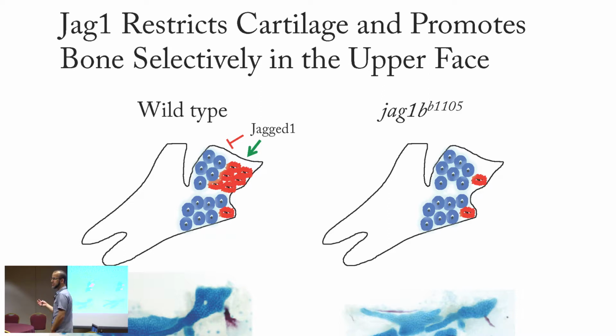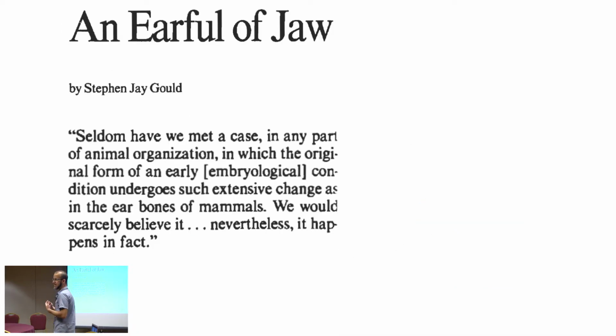So how do we go from the zebrafish jaw to thinking about the middle ear? What relevance might they have to one another? This turns out to be one of the most fascinating stories in vertebrate evolution. There's a really nice essay by, I don't know if anyone's heard of Stephen Jay Gould. He's a very famous evolutionary biologist who's written a lot of popular books. And there's this idea, ear-full jaw. And what does that mean?